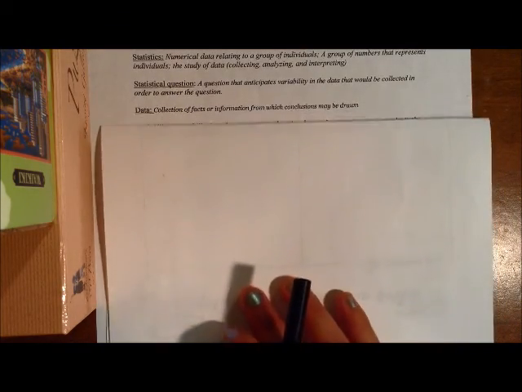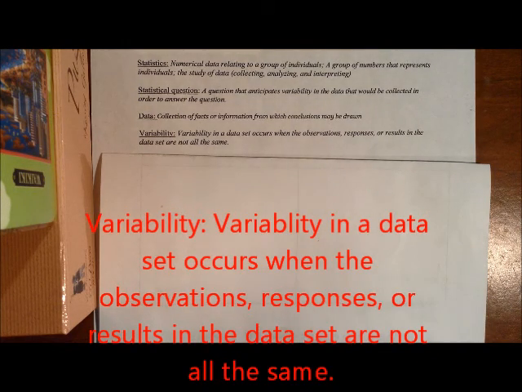What is variability, you may ask? Well, let me tell you. Whoops, it's down here. Variability in a data set occurs when the observations, responses, or results in the data set are not all the same. So it's what makes the data different from one another.